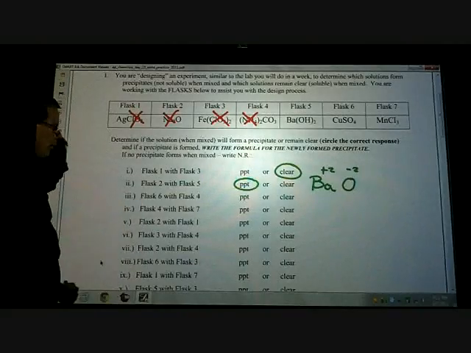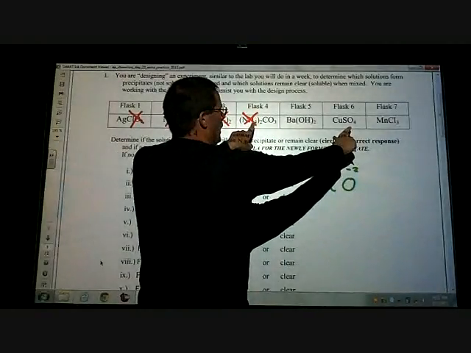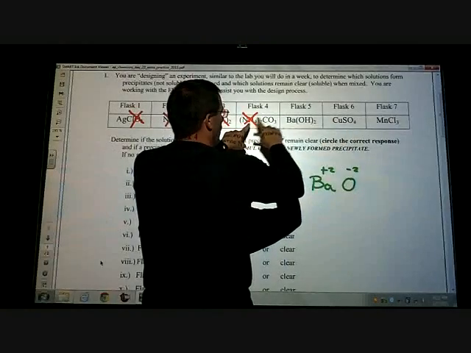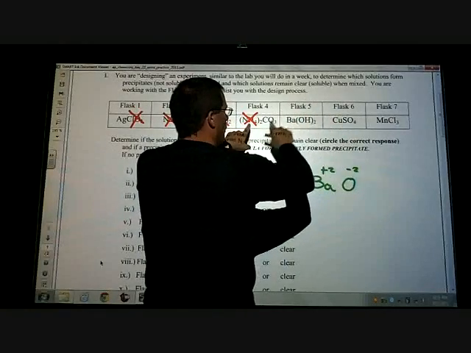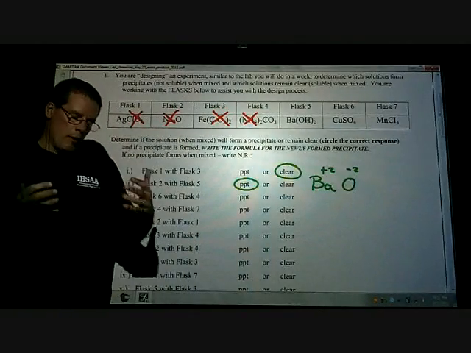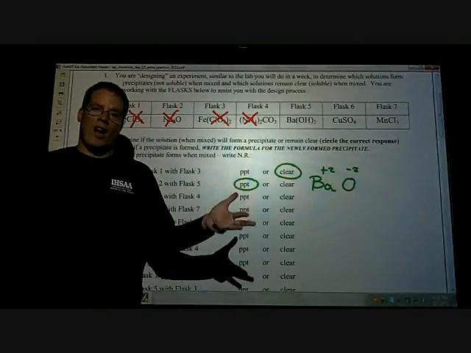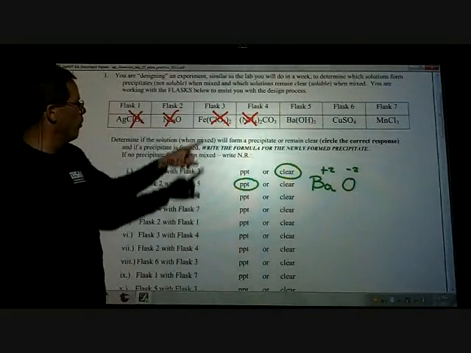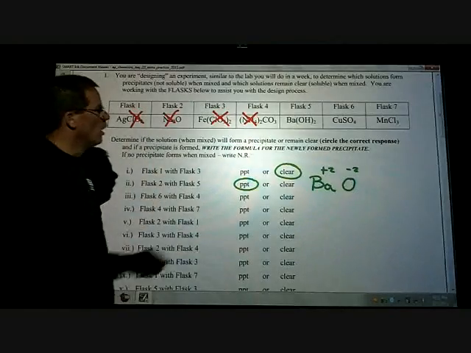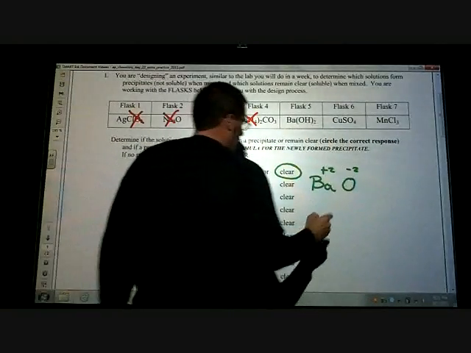All right, number 3, we have 6 with 4. That metal's already been eliminated, so we only can look at copper with the carbonate. And again, when we talk about the rule, I can't remember what number it is, but all carbonates, chromates, sulfides, and phosphates are not soluble except with group 1A or ammonium. So we do have a PPT with our copper and our carbonate.